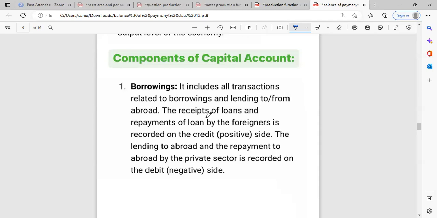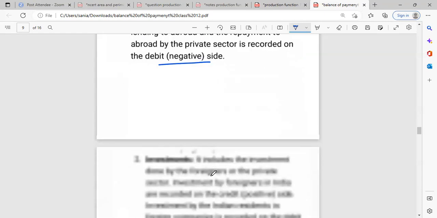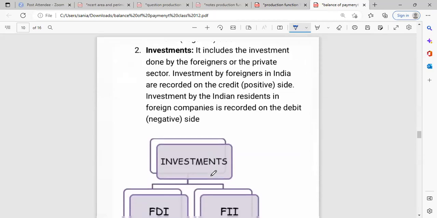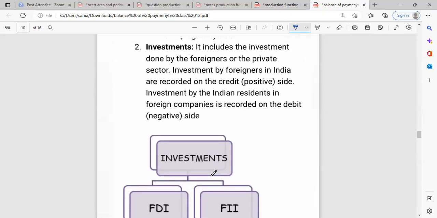If you are receiving, the receipt of loans and repayment of loans by foreigners are recorded on the positive side, and lending abroad and repayment of loans abroad by the private sector are recorded on the negative side. You have to remember what is recorded on the credit and debit side. Now next is investment. It includes investment done by foreign or the private sector. Investment in India is recorded on the credit side. Investment by residents in foreign companies is recorded on the negative side. So when someone invests in India, that is the positive side, and if you invest in another country, then it is the negative side.